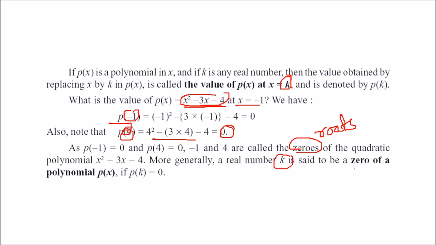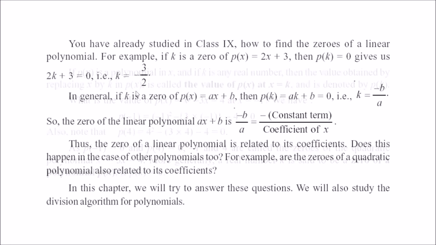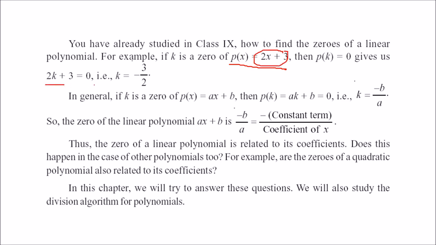So a real number k is said to be a zero of a polynomial if it makes the polynomial 0. And as we have seen in the earlier class, how to easily solve a linear polynomial: if p(x) is equal to 2x plus 3, then we just put 2k plus 3 equal to 0, so k is equal to minus 3 by 2. For ax plus b, just place k and put ak plus b equal to 0, it will be minus b by a.